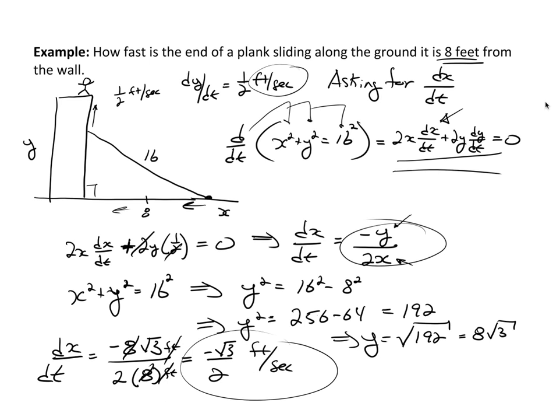Now notice here, it's kind of important, you see this negative sign. What this negative is telling you is that I'm heading in this direction, that this distance is shrinking. If I were to have this board way up here and be pushing it downward, then this rate of change of y would be a negative 1/2 in the opposite direction. As I'm pushing it downward, this end would be moving outward, and then this would have been a positive root 3 over 2 when it's 8 feet from the wall. So this negative is important. It's actually giving you a direction.